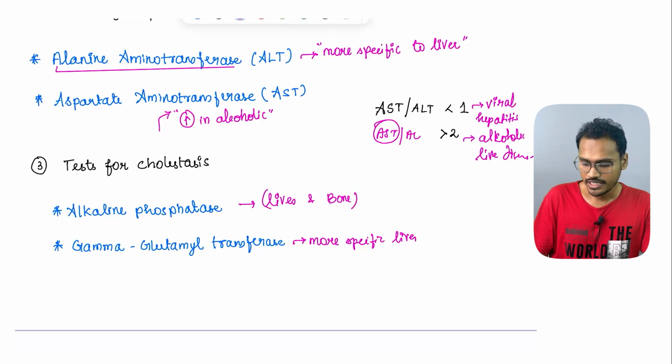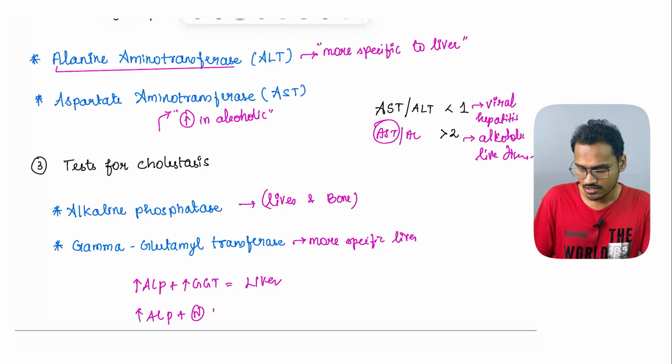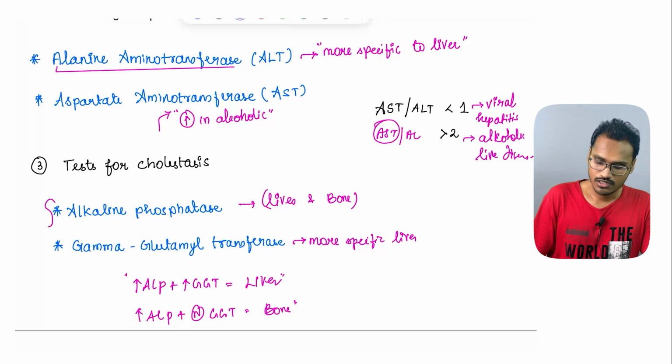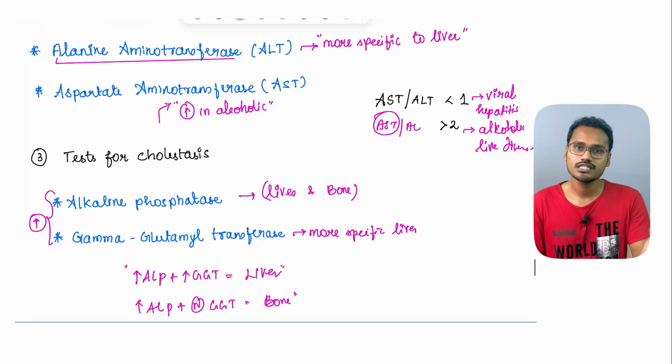Suppose, for example, in a patient alkaline phosphatase is increased and gamma glutamyl transferase is also increased, then it is most likely a liver disease, because both of them are indicated. But if there is an increase in alkaline phosphatase but a normal gamma glutamyl transferase, it is most likely a bone disorder. So in a liver disorder, both of them are increased. This is one key area to remember. If both are increased, then we can suspect liver disease.